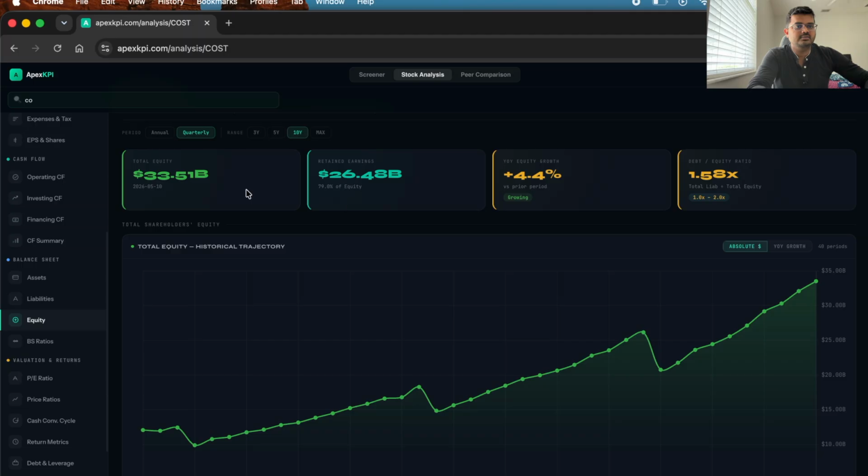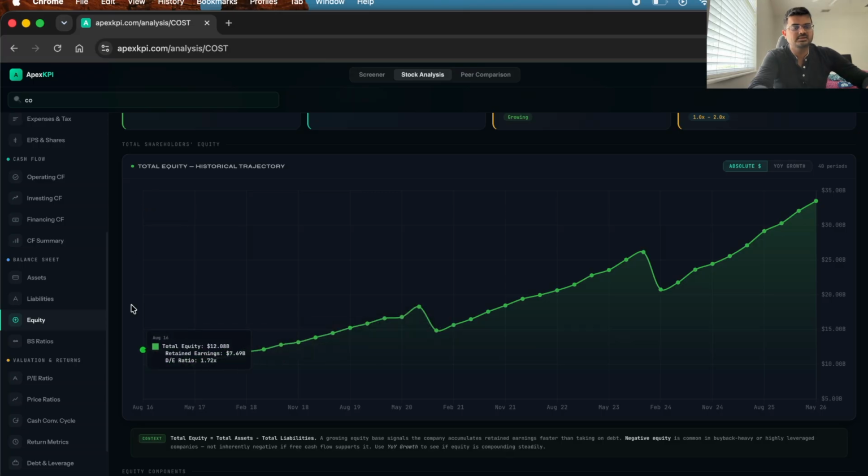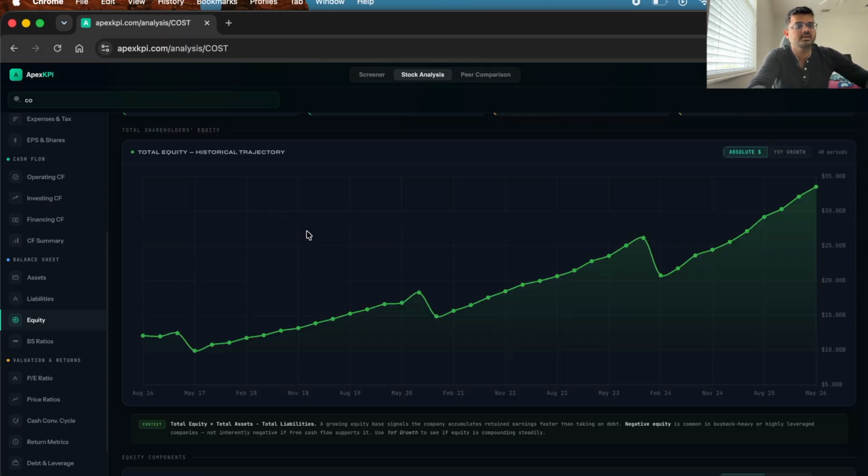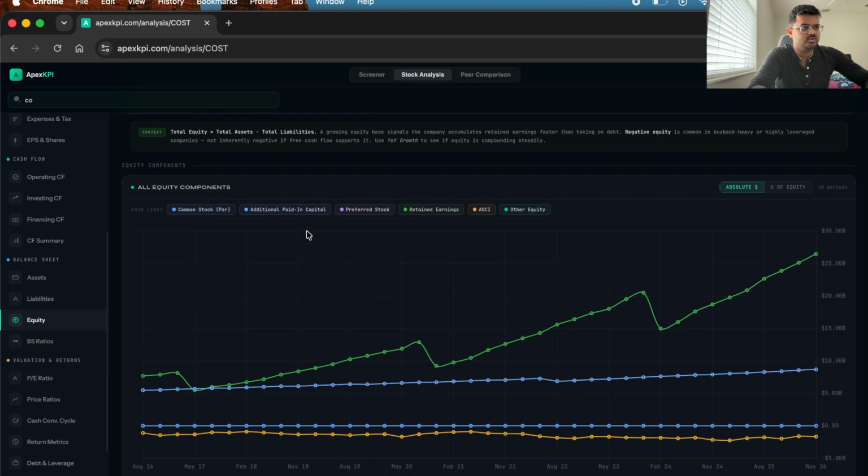Before looking at the equity section, this is a quick snapshot. They have a total of $33 billion in equity. Out of the $33 billion, $26 billion is coming as retained earnings. So this is the total equity over the period of time. As of the most recent quarter, they have $33.5 billion. That's the same value which you have seen.